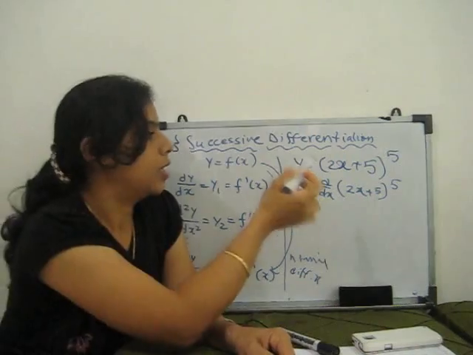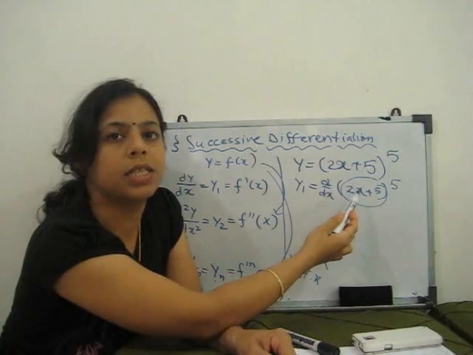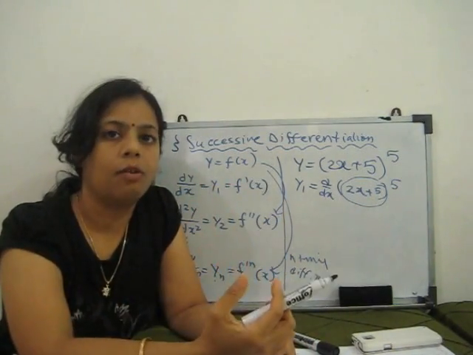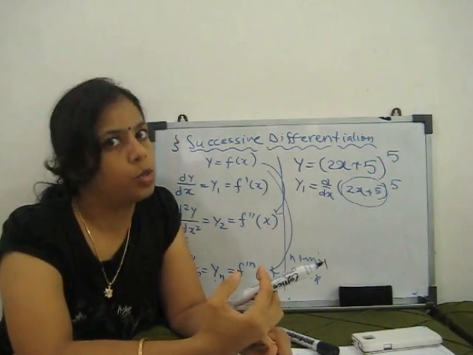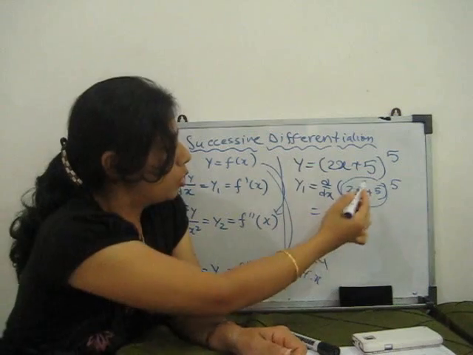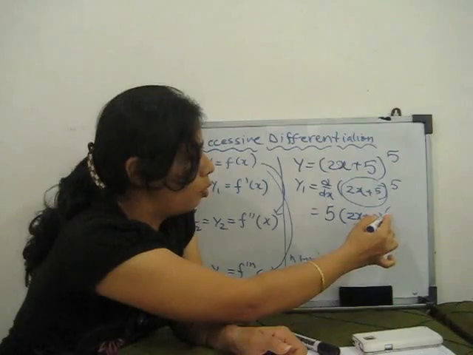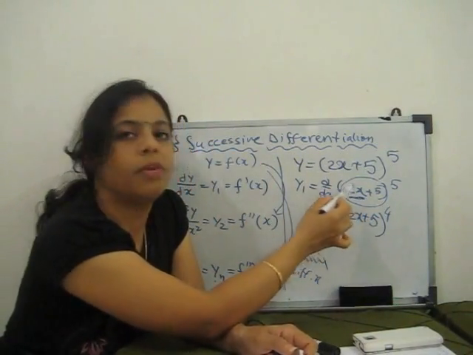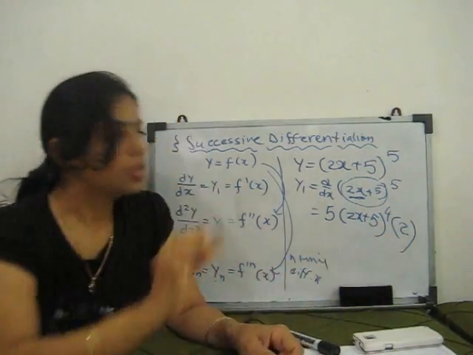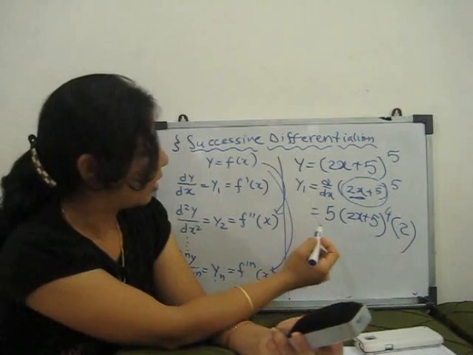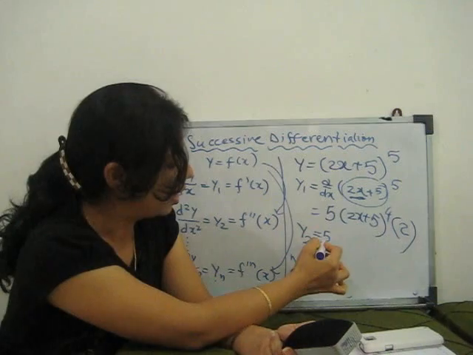So how do we differentiate? This term has a power, so first we consider it like any function of x. If we have x to the power 5, then the differentiation of x to the power 5 is 5x to the power 4. Very good. Then similarly 5 (2x plus 5) to the power 4. Again, now the differentiation of this 2x is 2. Yes, so 2. This is y1.